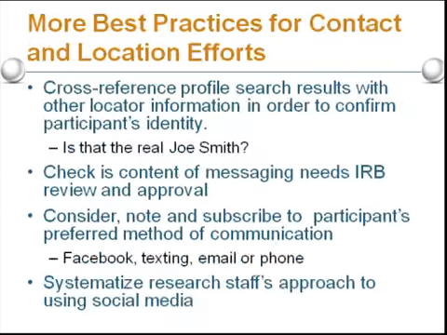So Erin also mentioned, how many John Smiths might there be out there, or Jane Does, and so we want to be able to cross-reference profile search results with other locator information, so maybe email addresses, or you might be able to look at people's friend list and see if it matches with the other locator information they've given you. So that's one alternative. You want to check your content with the IRB to make sure that it is approved and meets their standards.